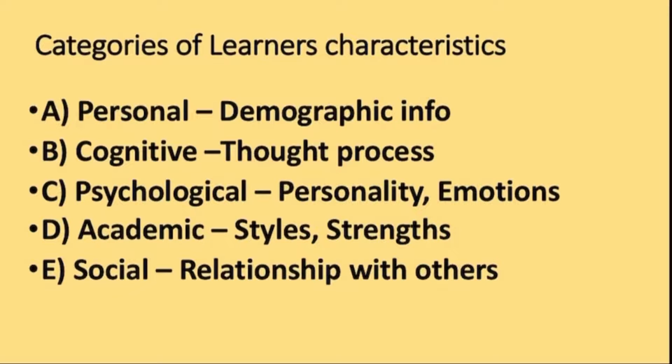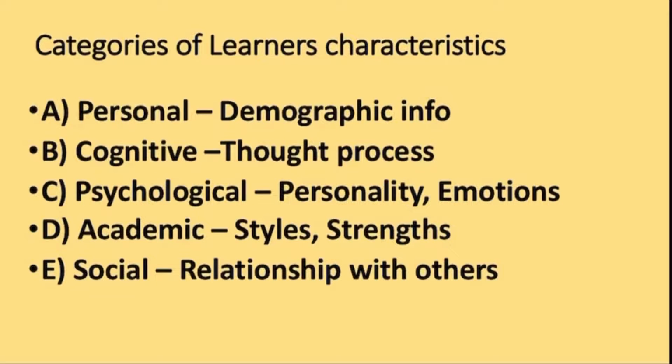So personal characteristics deal with the demographic information like age, gender, family background, socioeconomic status. Cognitive characteristics deal with the thought process of an individual, how a person thinks, how a learner will perceive the world around him or her, how they make decisions. All these come under cognitive characteristics. Psychological characteristics deal with the personality traits, emotions, feeling aspect and temperament of the learner.